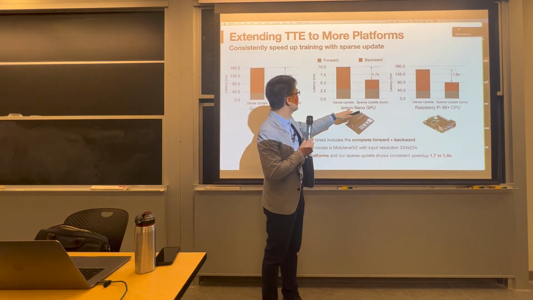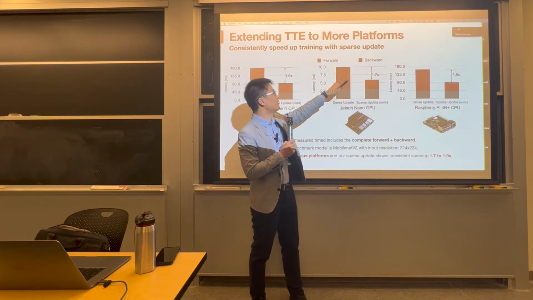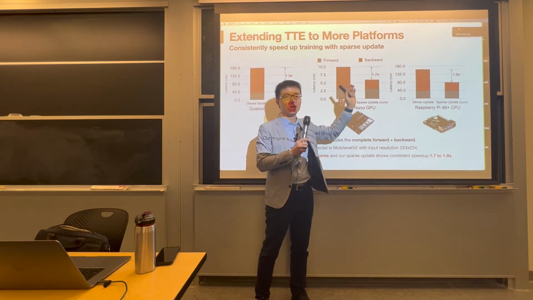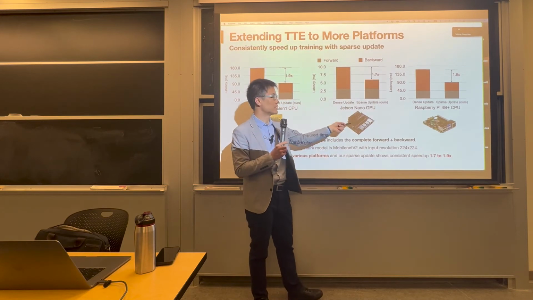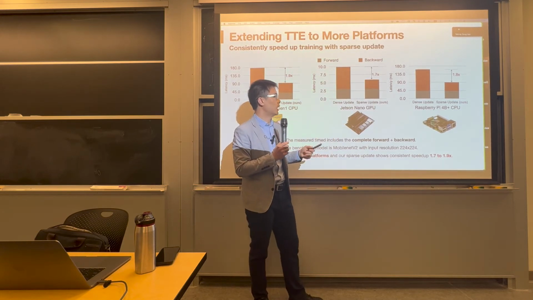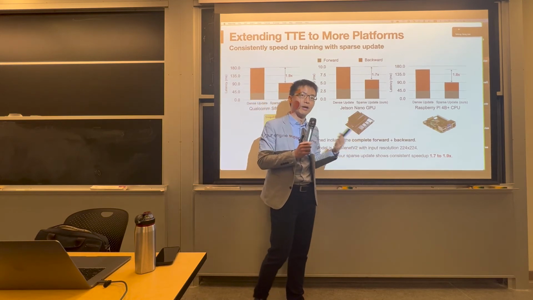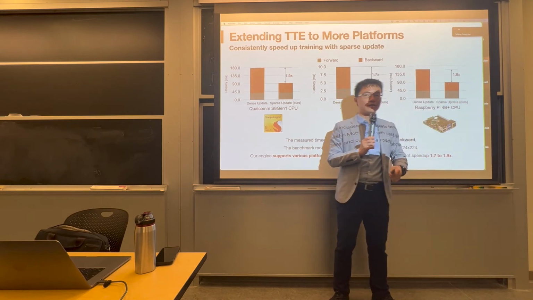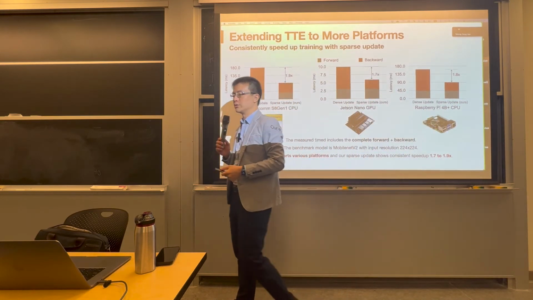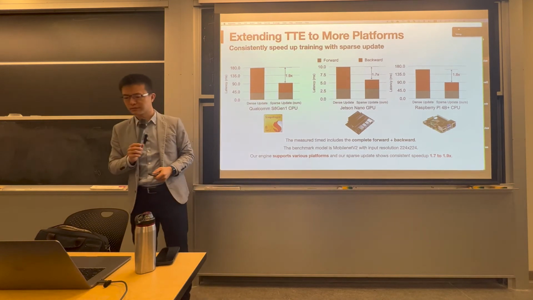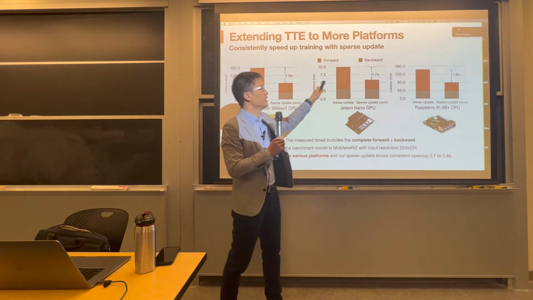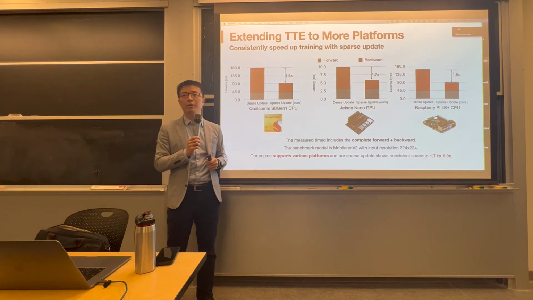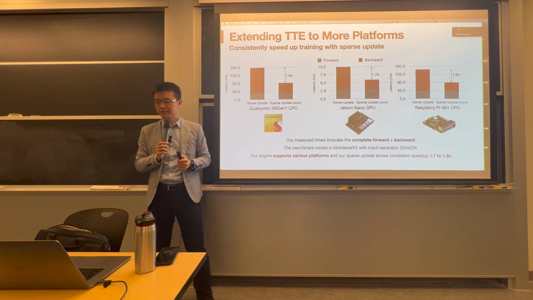On the Jetson Nano, it requires only about 5-6 milliseconds to train one image. So it's very likely you do your final project using Jetson Nano to try some new ideas and build some applications. On Raspberry Pi it's similar, about 90 milliseconds for the forward and backward. And sparse update is consistently showing the benefit of about 1.7 to 1.9x speedup for training on device.